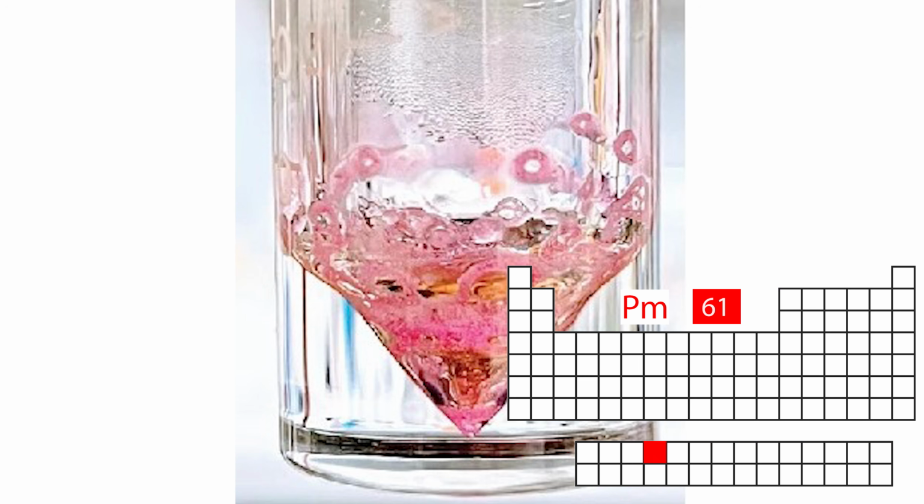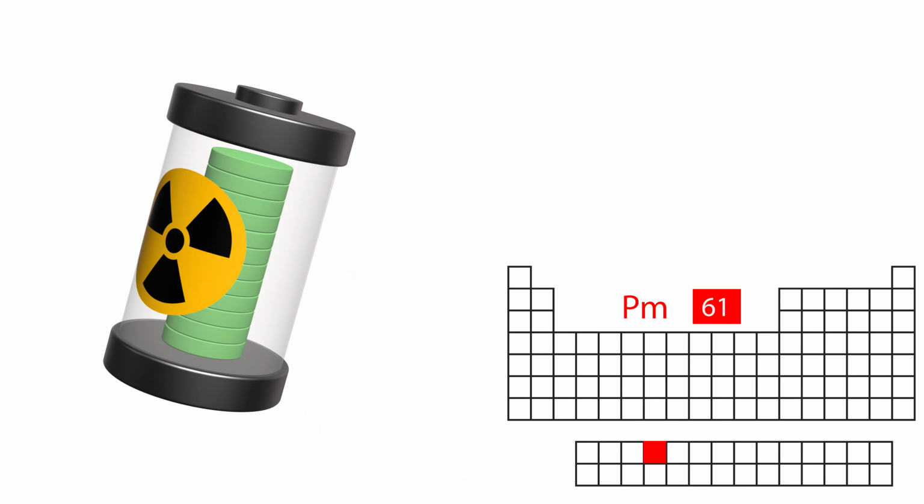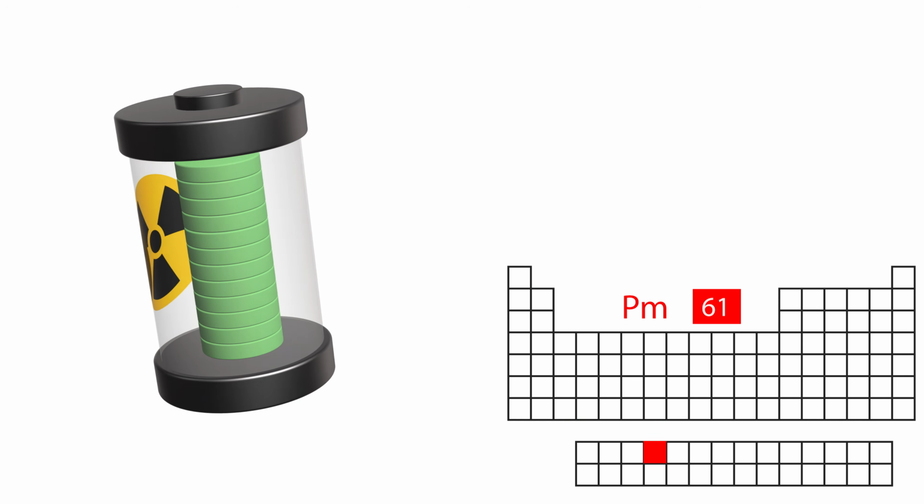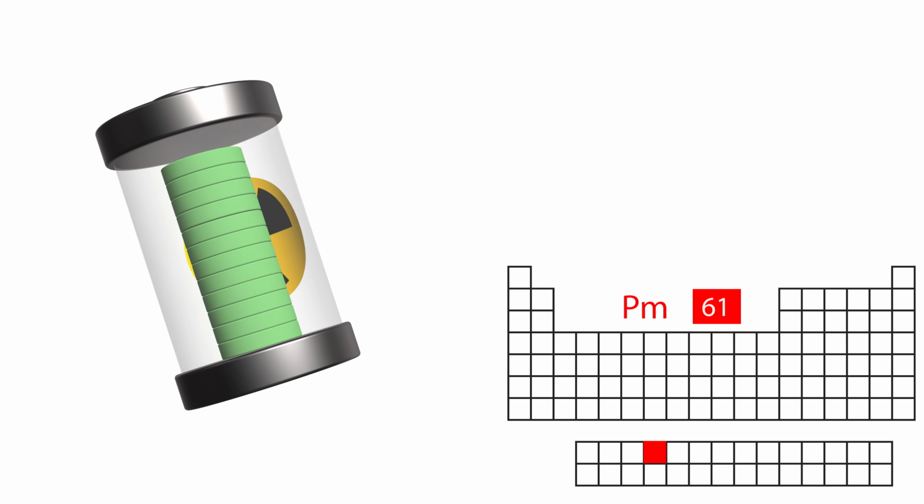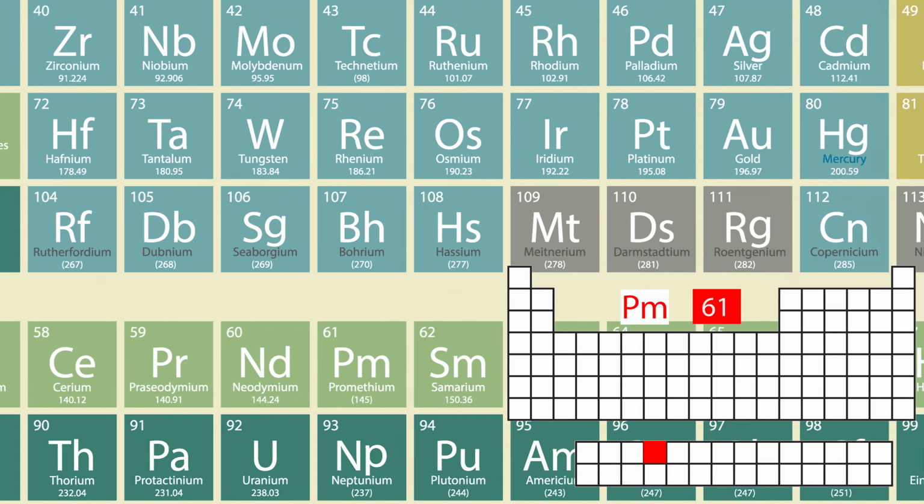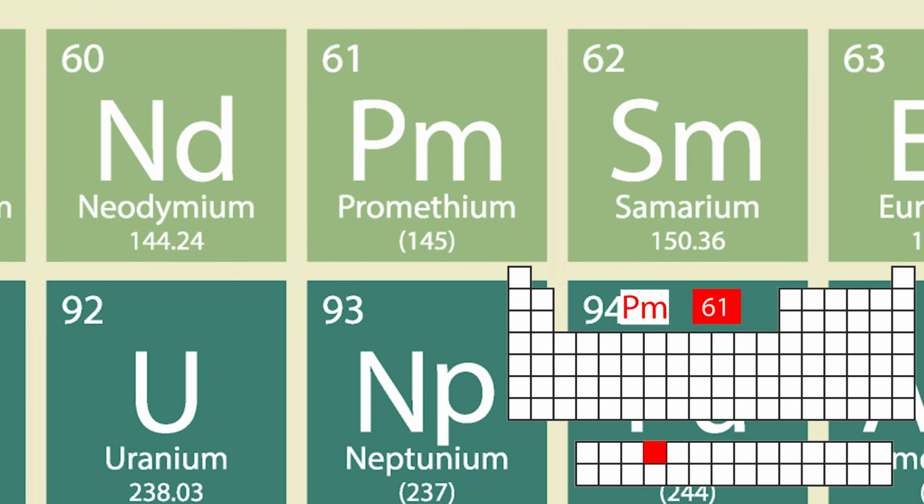Now we have element 61. It's called promethium. It's the only naturally radioactive lanthanide. Here's a fun fact. Only about 500 or 600 grams of promethium actually exist in Earth's crust at any given time due to its radioactive decay.